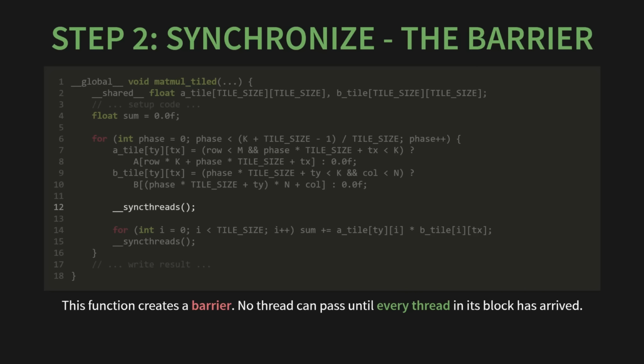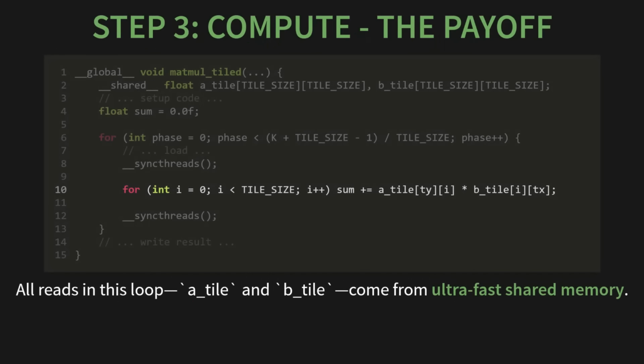Next, step 2, synchronize the barrier. This one line of code, __syncthreads, is critical. This function creates a barrier. No thread can pass this point until every thread in its block has arrived. This ensures the workbench is fully stocked before anyone starts cooking. You can't have one fast thread running ahead and trying to use ingredients that a slower thread hasn't even fetched yet.